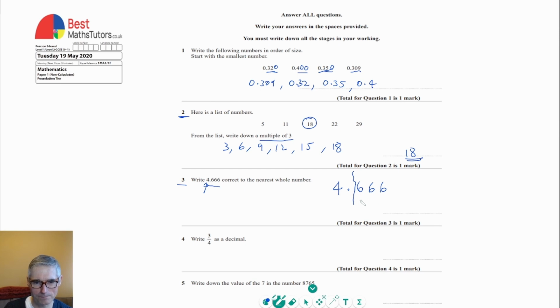And to do that, I've got to look at this number here, so the digit after the 4, and I've got to decide whether it's more than 5, or 5 or more I should say, or less than 5. And because it's 5 or more, I'm going to add 1 to the 4 here. So what I do get, to the nearest whole number, is 5. Because the 6 there has put the 4 up by 1.